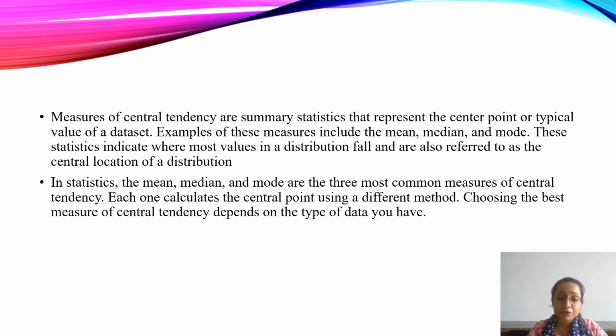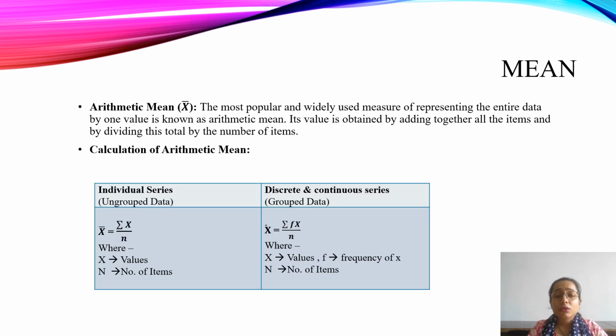Choosing the best measure of central tendency depends on the type of data you have. Now, the first one is mean. Okay, what is mean? The most popular and widely used measure of representing the entire data by one value is known as arithmetic mean.